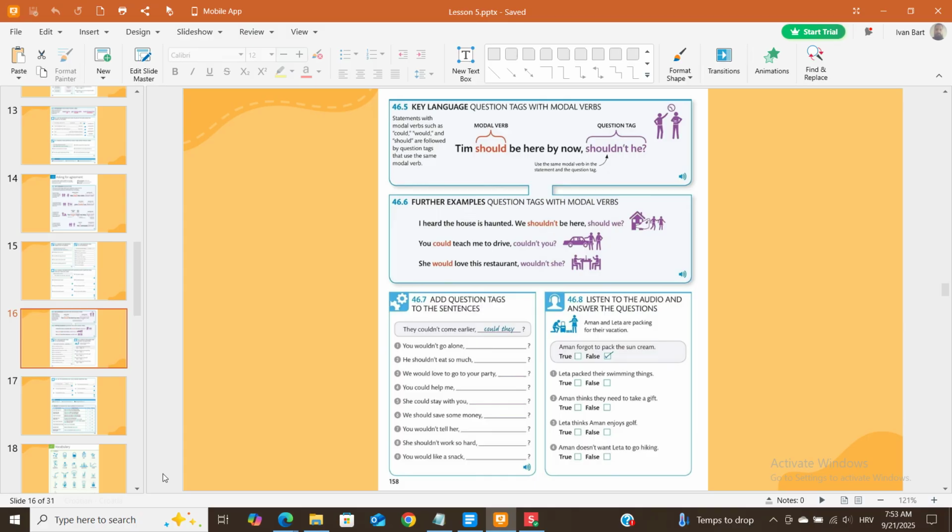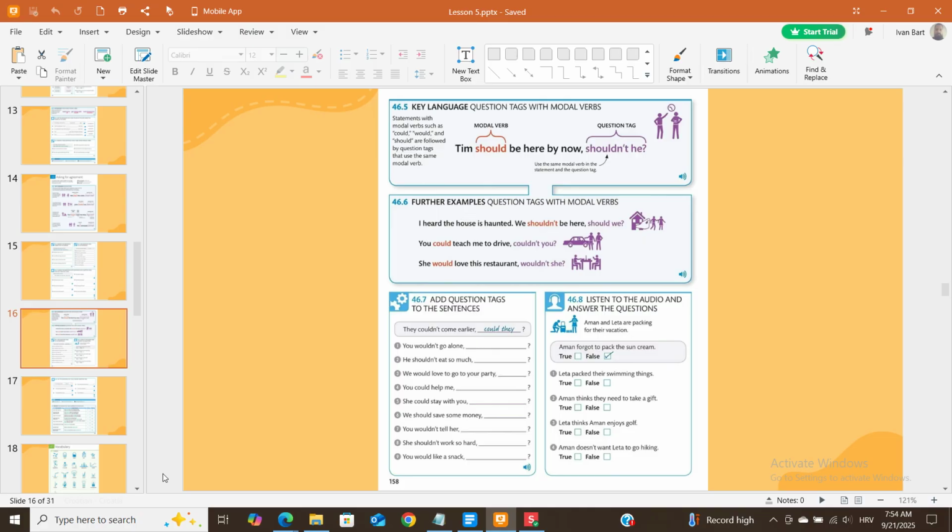46.6 Further examples: question tags with modal verbs. I heard the house is haunted. We shouldn't be here, should we? You could teach me to drive, couldn't you? She would love this restaurant, wouldn't she?